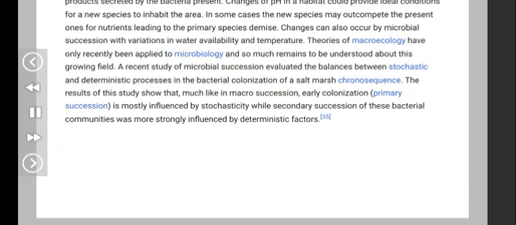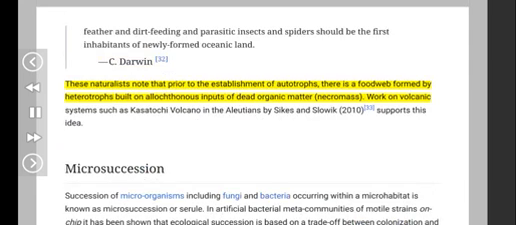C. Darwin. These naturalists note that prior to the establishment of autotrophs, there is a food web formed by heterotrophs built on allochthonous inputs of dead organic matter, necromass. Work on volcanic systems such as Kasatochi volcano in the Aleutians by Sikes and Slowik, 2010, supports this idea.